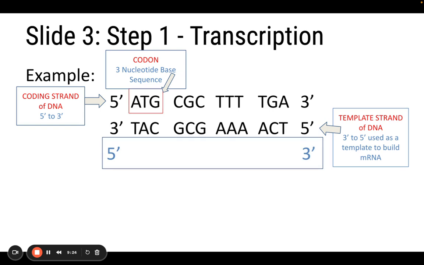Finally, you're going to use a process very similar to what you did in DNA replication to make your mRNA sequence or messenger RNA. So you're going to form complementary bases using the template strand to form your messenger RNA. So thymine will bind to adenine, adenine will bind to uracil, and cytosine will bind to guanine. There's an mRNA sequence that's going to also run 5' to 3'.